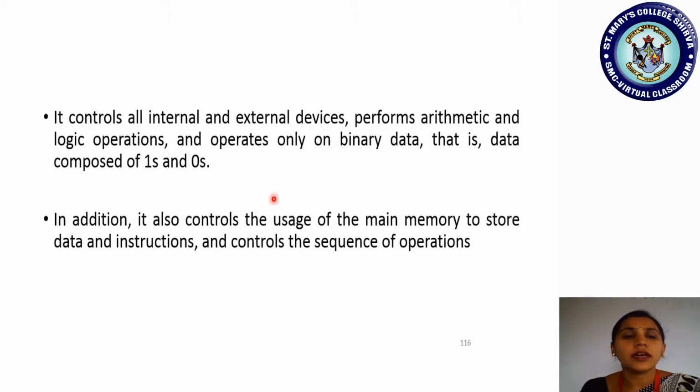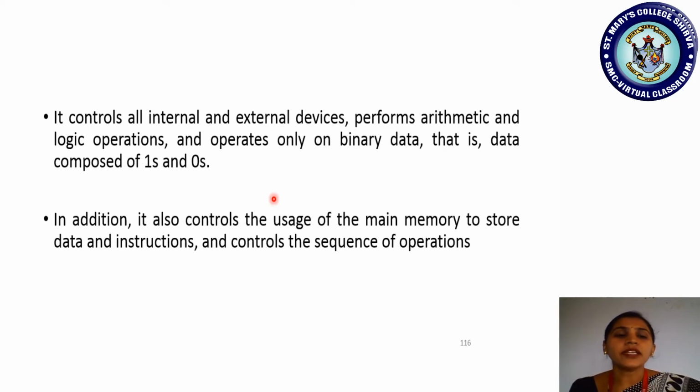is data composed of ones and zeros. So till now I was using the term machine level language, right? So here we are taking it as what? Binary data. Machine level language is also the language in zeros and ones, so the same as binary.